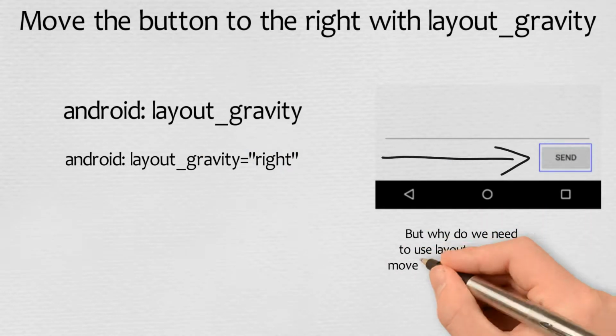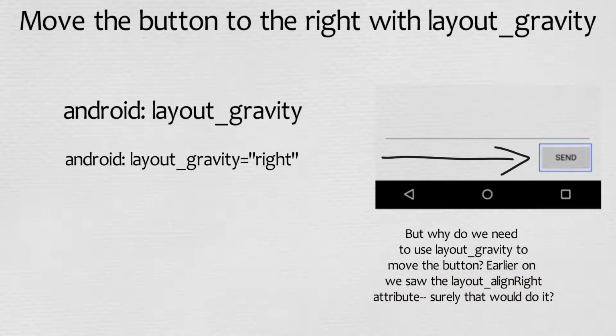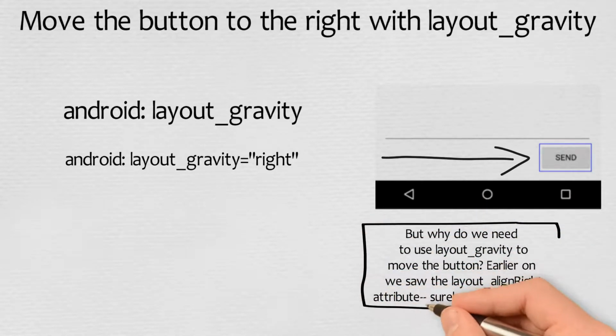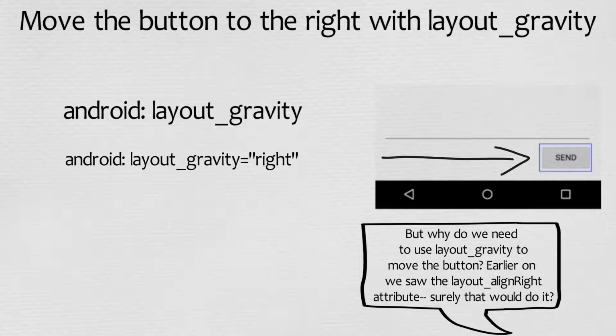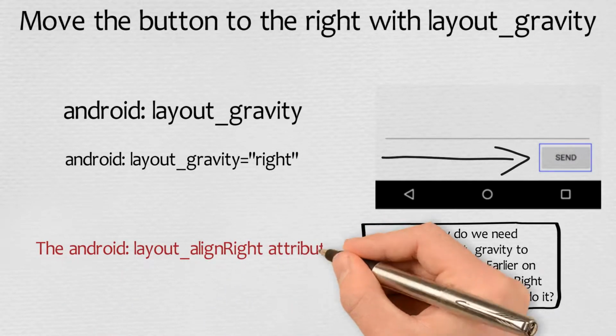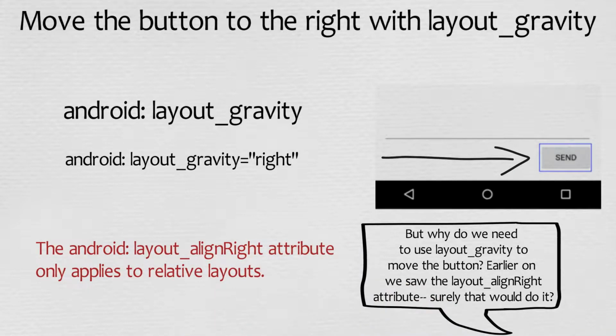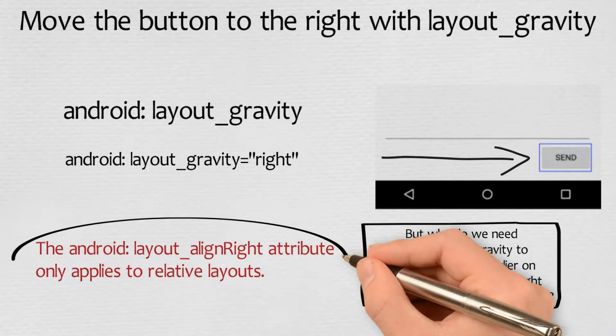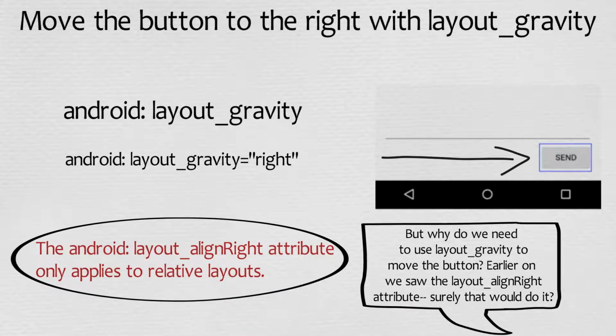Now you might be asking, why do we need to use Layout Gravity to move the button? Earlier on, we saw the layout_alignParentRight attribute. Surely that would do it. The answer is, the Android layout align right attribute only applies to relative layouts. Layouts have some attributes in common, such as android:layout_width and android:layout_height. Many attributes, however, are specific to one particular type of layout. Most of the attributes we saw for the relative layout don't apply to linear layouts. Linear layouts use the concept of gravity instead, so we have to use android:layout_gravity equals right if we want to move a view to the right.